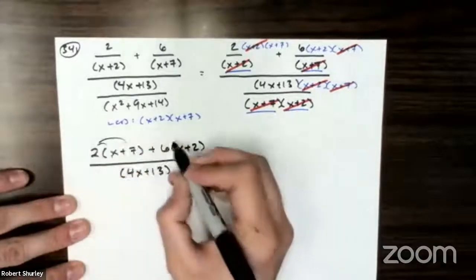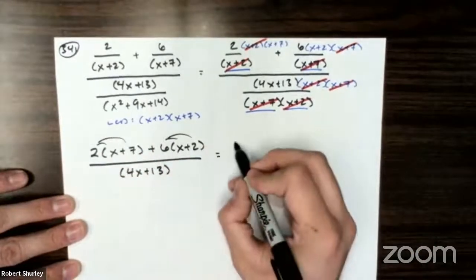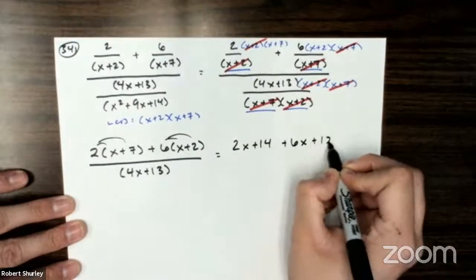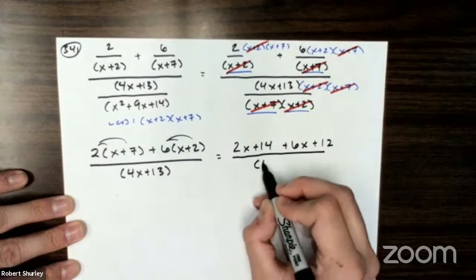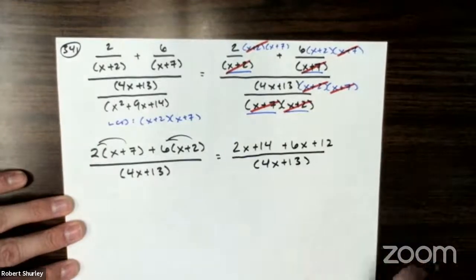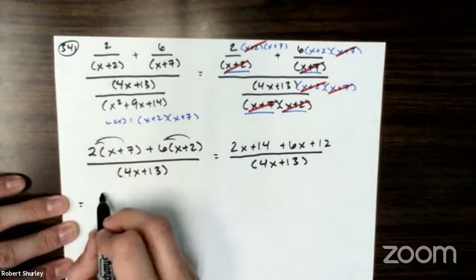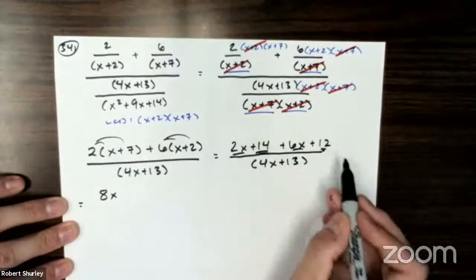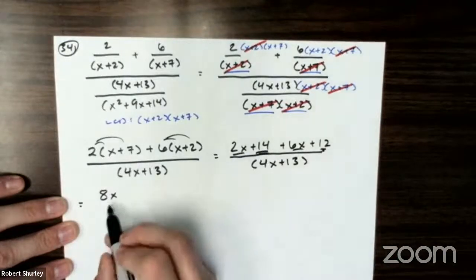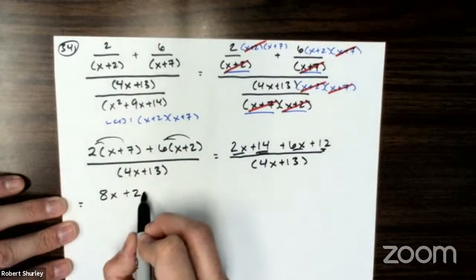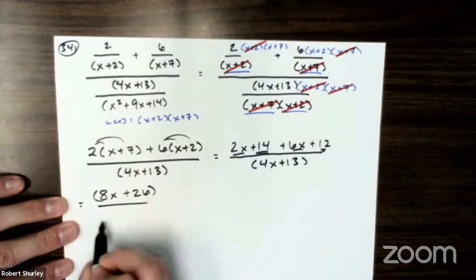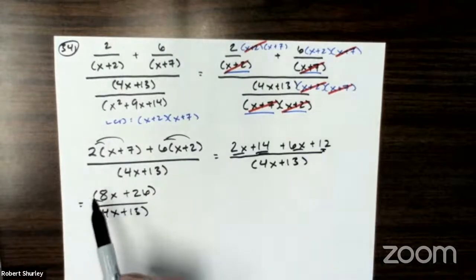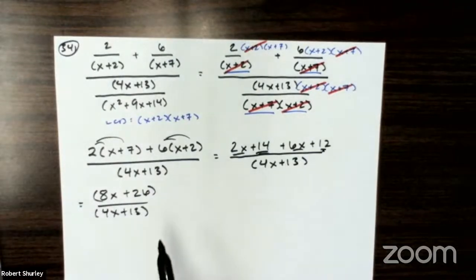So I'm going to distribute the 2 to both terms and the 6 to both terms. So we wind up with 2x plus 14 plus 6x plus 12 over 4x plus 13, right? So we wind up with 8x, because the x's add together and the numbers add together. So is that 27? Nope, 26. Plus 26 over 4x plus 13, right?